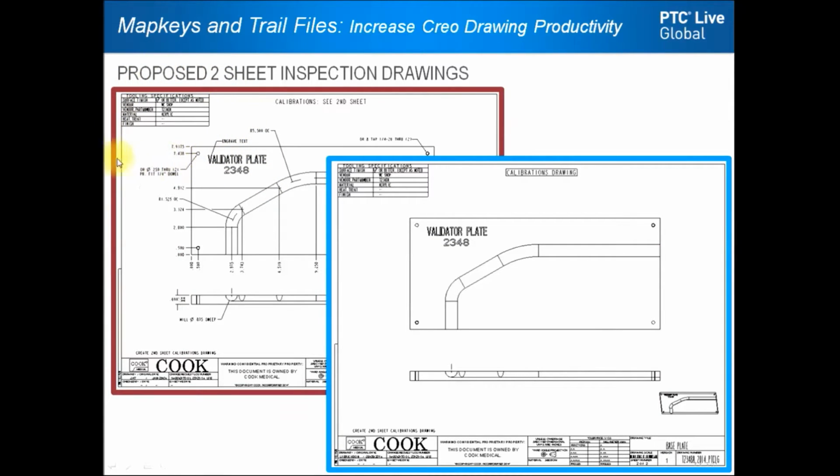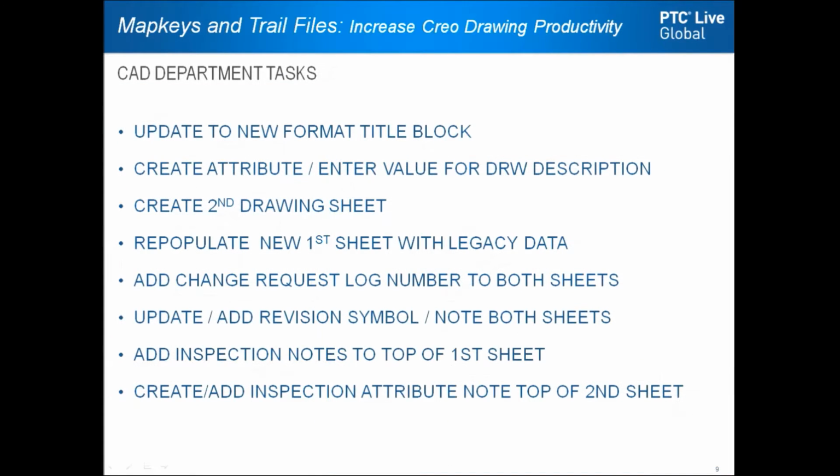The bill of materials has been updated. The legacy data from the format at the top has been replaced at the bottom left corner of both the first and second sheets. So here's a breakdown of the additional items that we are going to perform on the original first sheet.